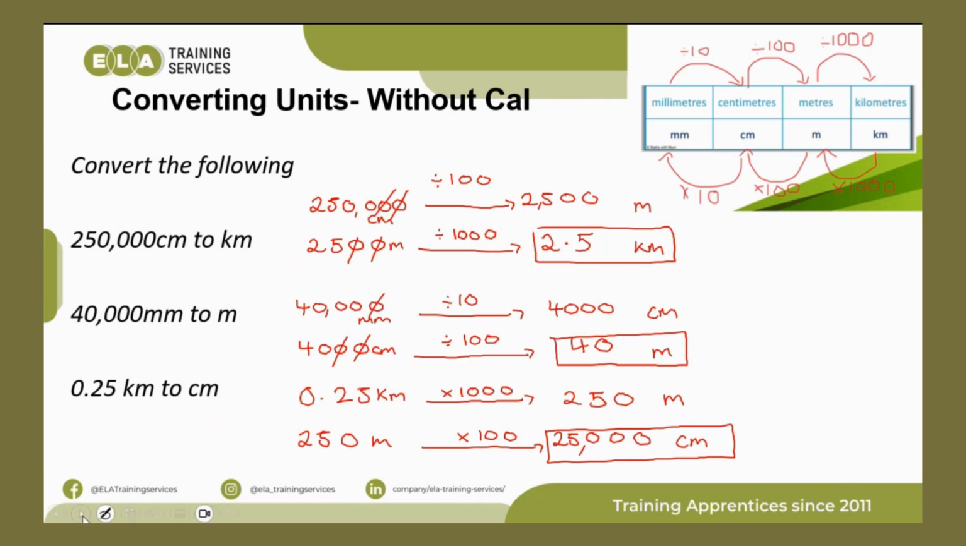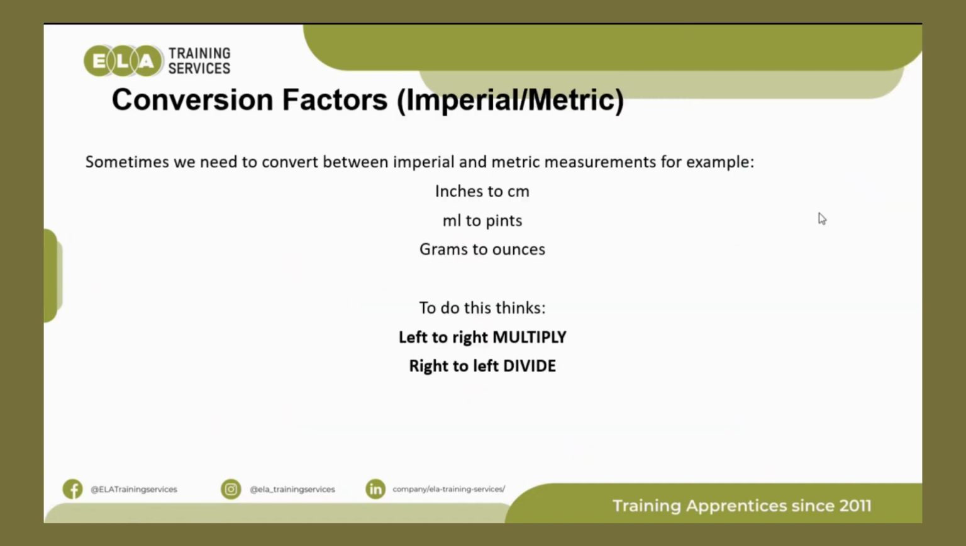So we are now going to look at what happens if we have to convert between imperial and metric measurements. So a metric measurement is what we've just done, like centimetres, metres, kilometres, grams, kilograms. Imperial are things like pints, ounces, inches and things like that. So you might need to convert between inches to centimetres, millilitres to pints, grams to ounces.